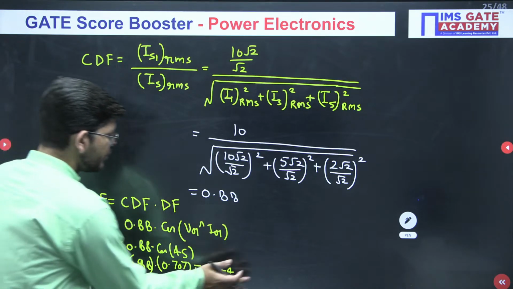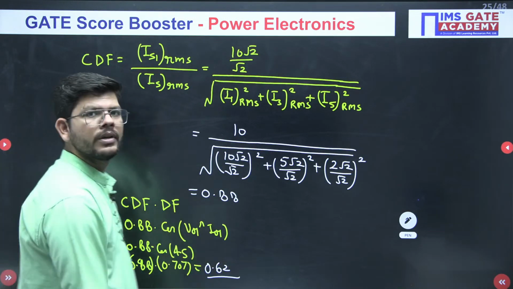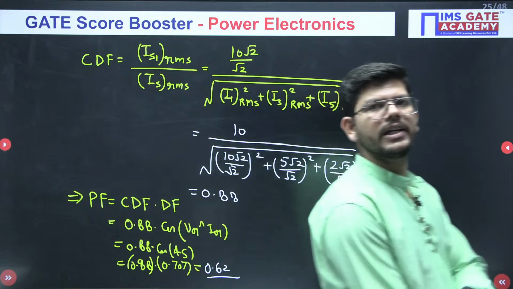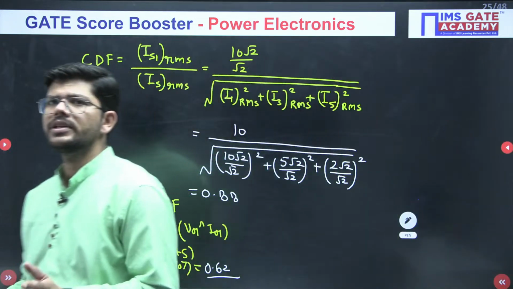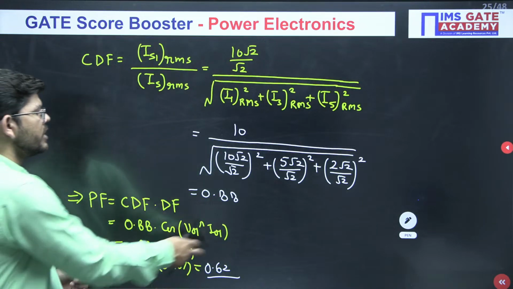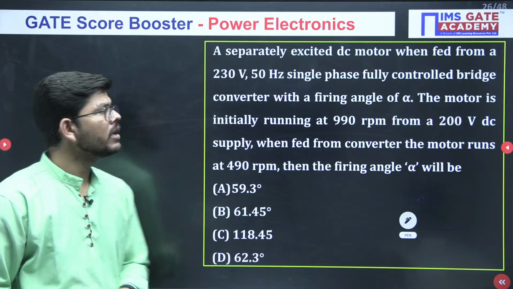0.62. Okay, so we will be getting 0.62 here. So be prepared. This may be asked as well. Yes, very good. Okay. So this is how we have to proceed for this particular thing. Power calculation in rectifiers. Now moving towards the next question.